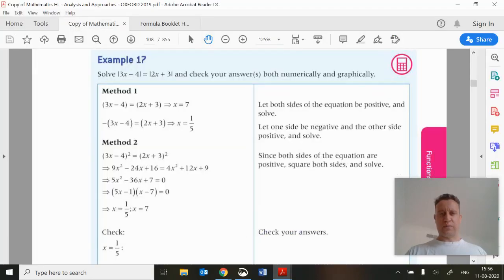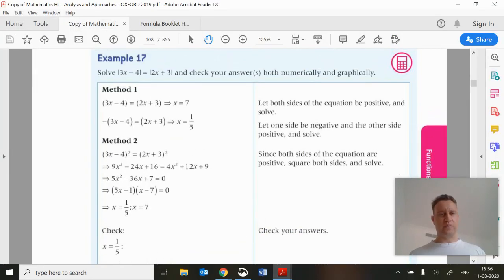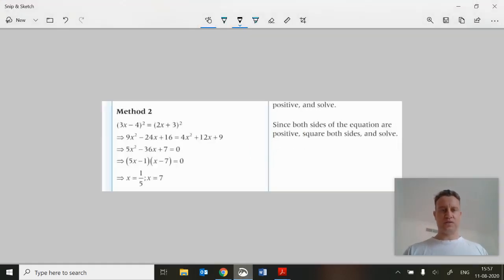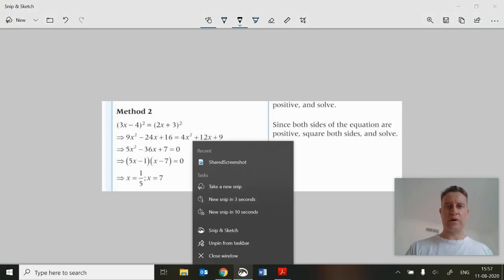Okay, guys, back again here. I just forgot to mention a second method here. So for example 17, there was actually another method, and the book shows you this as well. And this is a method by squaring both sides. So when we've got a modulus sign on one side and a modulus sign on the other side, or if we've just got a modulus sign and an expression inside and just a normal expression, then what you can do is square both sides.